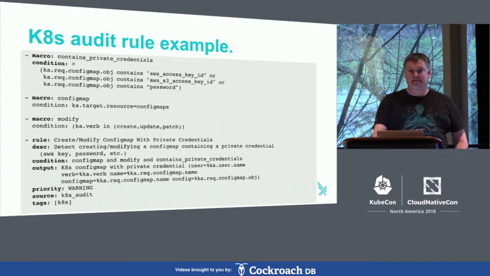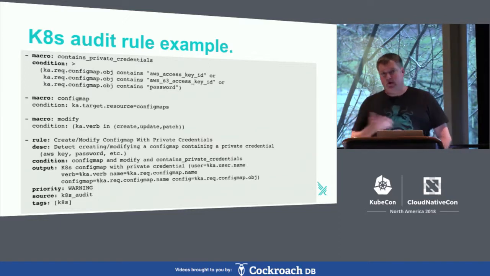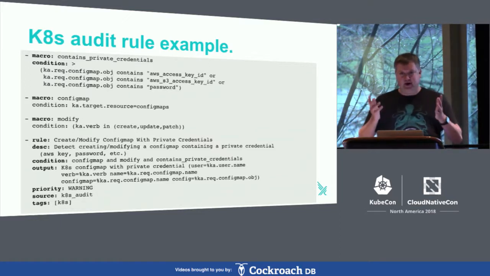And again, we're giving you a mix of information that comes from the text and also the audit event. So we'll be able to say who did it, the k.user.name, what action they're doing, k.verb, the name of the config map, and the contents in the config map. So very similar to what we have with system calls, but working on these cluster-wide k8s operations instead.